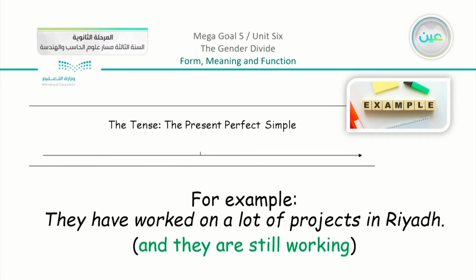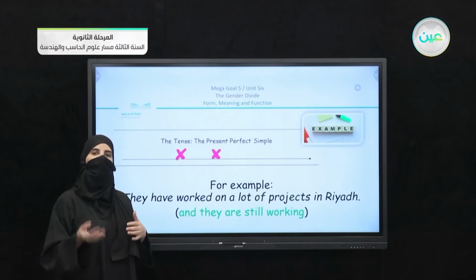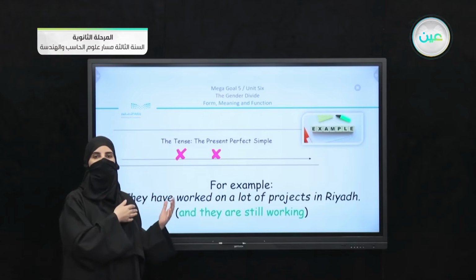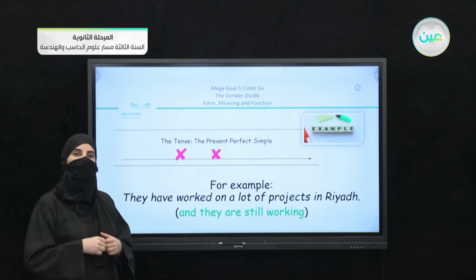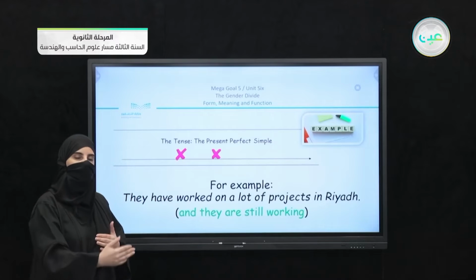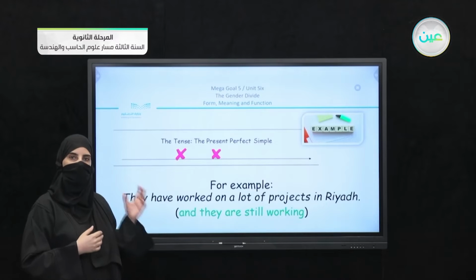They have worked on a lot of projects in Riyadh. Now you can see that we have here "have worked," meaning that something started in the past and still is connected to the present. Because if it is something that is only in the past, we have used or should have used the past tense. But since it is still connected to the present, we have the present perfect here.